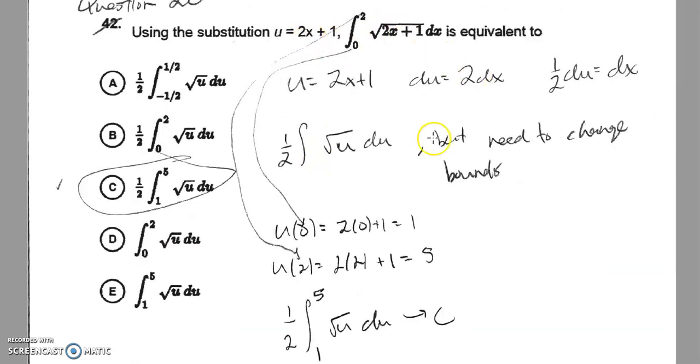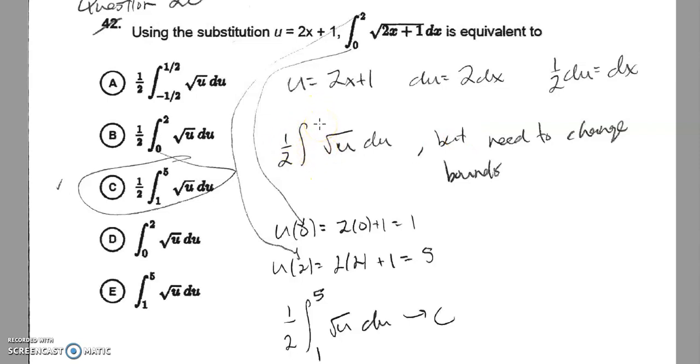So, u is the 2x plus 1. Du is 2 dx. 1/2 du is dx. That way I got the dx. So I got 1/2, just move it out front, root u with a du. But notice I did not put bounds here.